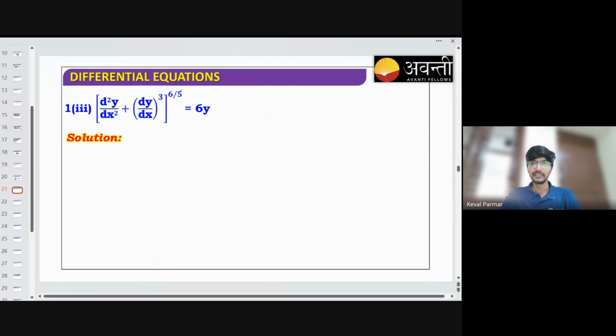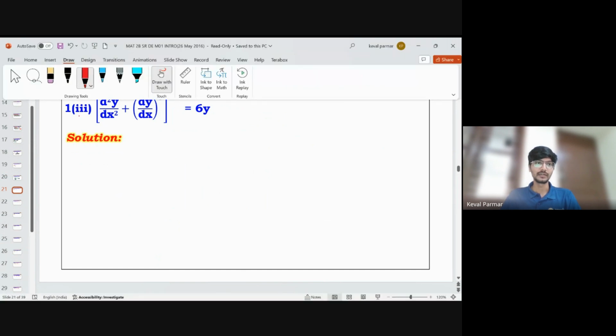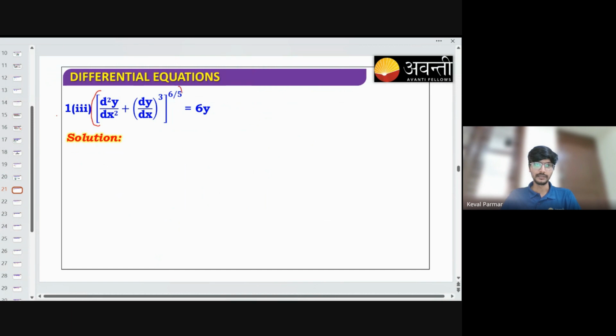See, the fractional power is 6/5. So what will I do? I will raise to 5 on both the sides. So here 5 and 5 will get cancelled. What I will be left with is d2y over dx square plus dy by dx raised to 3, the whole raised to 6 is equal to 6 into y raised to 5. Now you can see out of these two, which is highest? Second order. So order 2 we got.